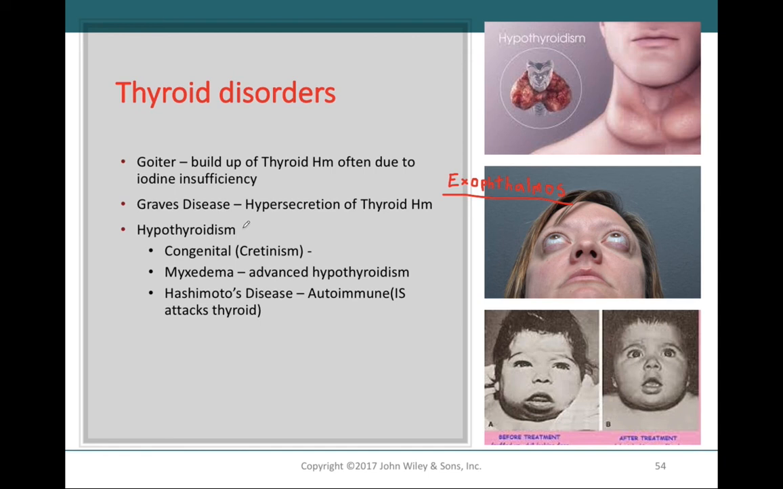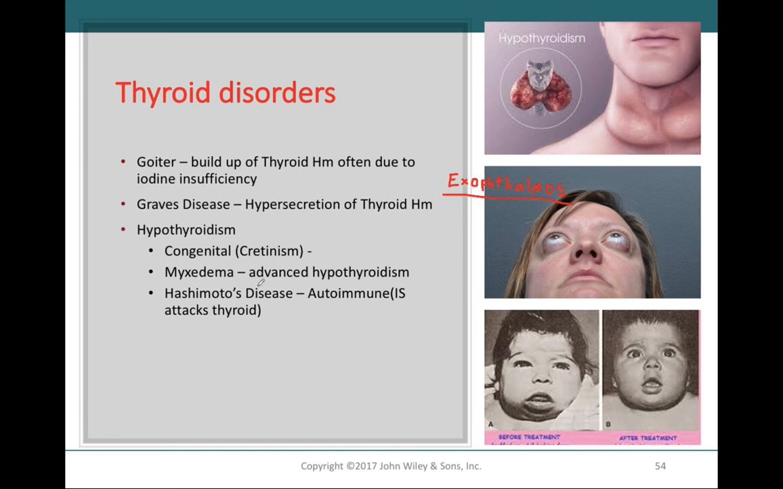Cretinism is a form of hypothyroidism that starts in children. It's congenital, which means that it's genetic. This can often lead to mental retardation. And if we have this in one of our patients, essentially we start giving them oral thyroid hormone immediately, and they will continue that treatment for the extent of their life.